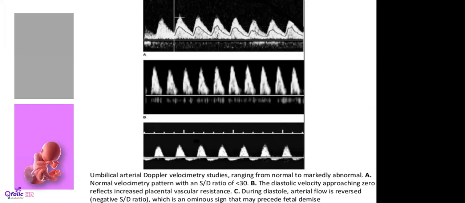And then the last picture shows there is reversal of the blood flow. This is a very bad sign, where the S/D ratio is negative. In the upper half, the S/D ratio is more than 3, and in the lower part, the S/D ratio will be negative. That is the ominous sign that may precede fetal demise.